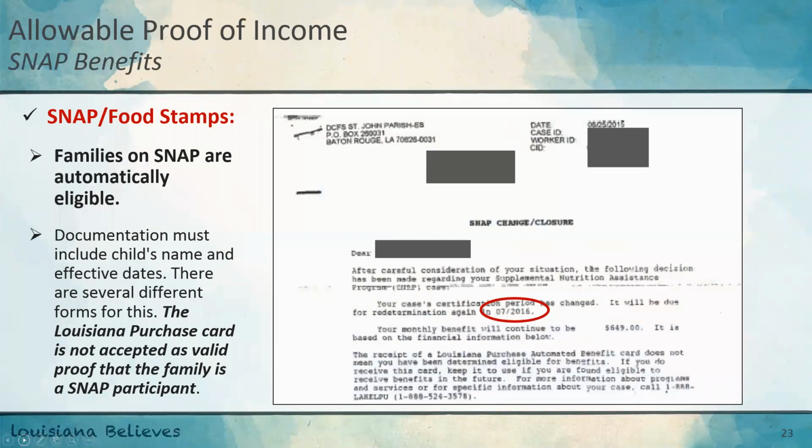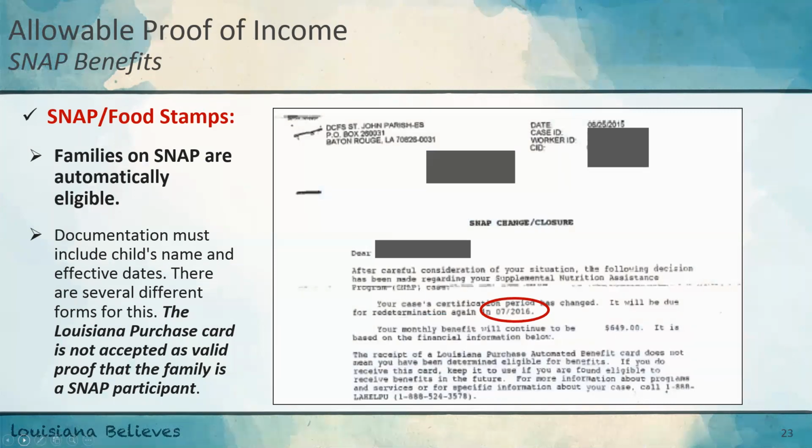So now let's look at SNAP benefits. Families who receive SNAP benefits or food stamps are categorically eligible to participate in publicly funded pre-K programs. There are a couple of different documents that can be submitted to substantiate participation in this program. The Louisiana Purchase Card is not an acceptable document as valid proof that the family receives SNAP benefits, so they cannot use their Louisiana Purchase Card.